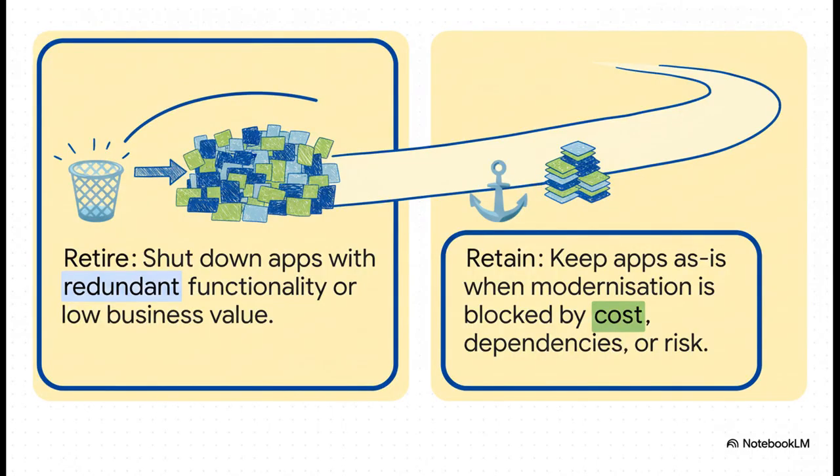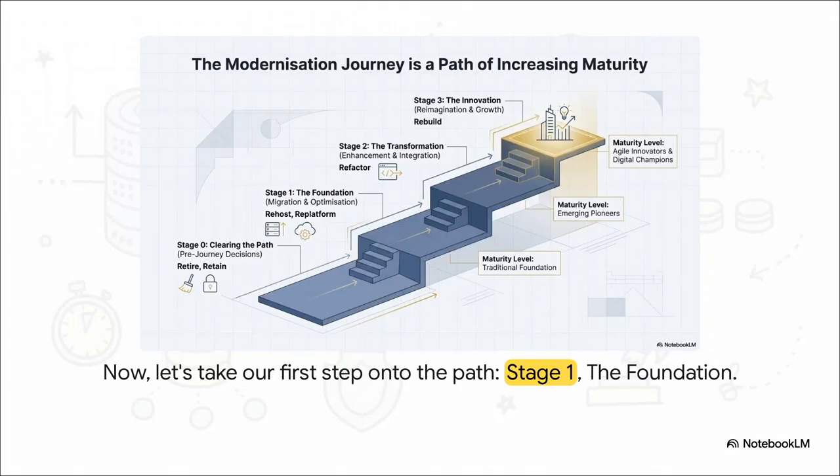Before we even take a single step on the path, we're at stage 0, clearing the path. And this is so important. The most successful modernization projects always start by deciding what not to modernize. By strategically using retire or retain, you focus all your energy and investment on the targets that will give you the biggest bang for your buck. Okay, the path is clear. We've gotten rid of the clutter, so now we can take our first real step.